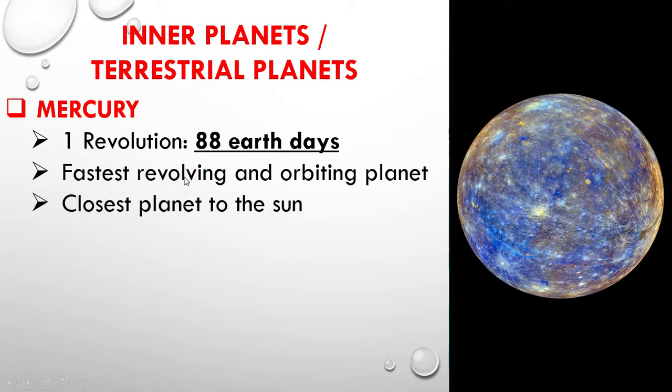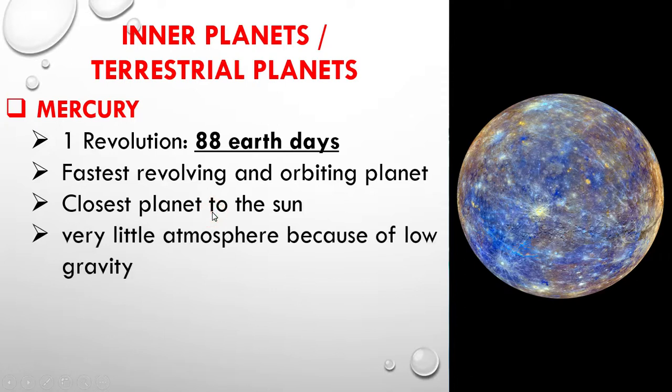Okay, it is again the closest planet to the sun. It has very little atmosphere because of the low gravity. Because of its low gravity, Mercury cannot hold on to gases in its atmosphere. That is why it has a very low atmosphere. Again, the atmosphere refers to the gases of the planet.